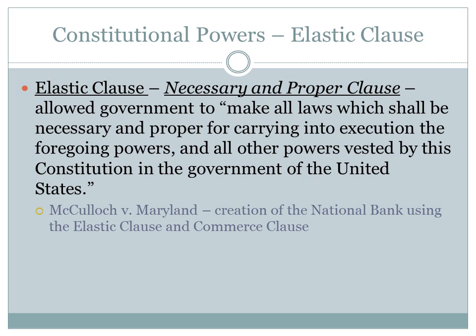Again, another review slide. Constitutional powers through the elastic clause, also known as the necessary and proper clause. Allowed government to make all laws which shall be necessary and proper for carrying into the execution its foregoing powers and all other powers vested by this Constitution in the government of the United States. We talked about this in relevance to McCulloch v. Maryland with the creation of the National Bank using the Elastic Clause and the Commerce Clause.